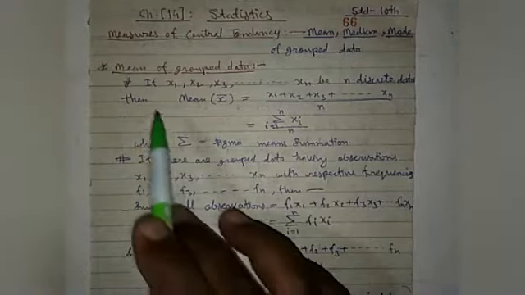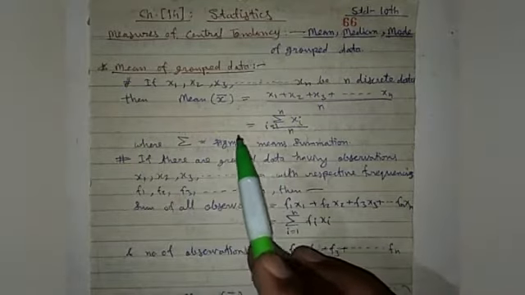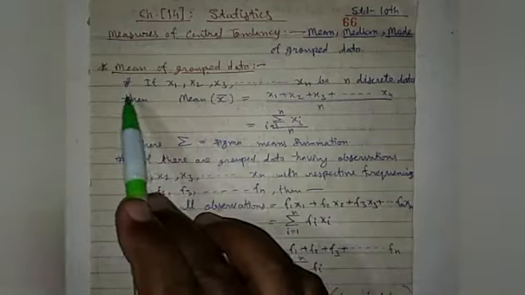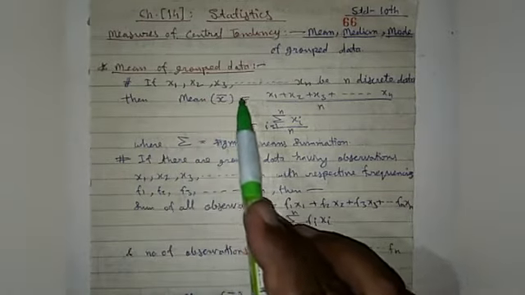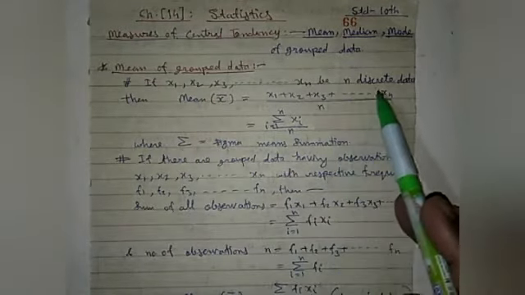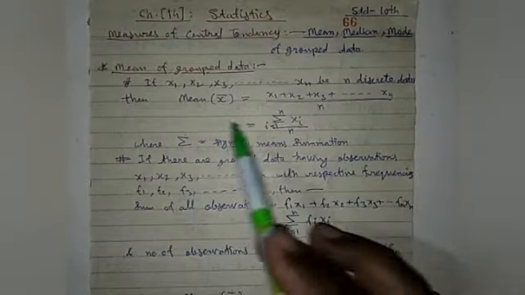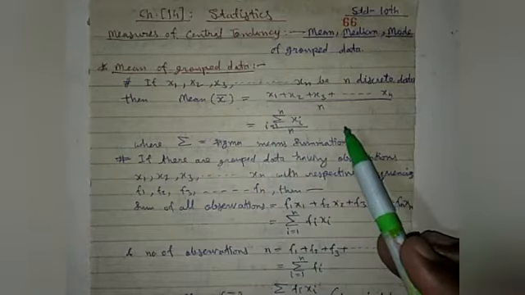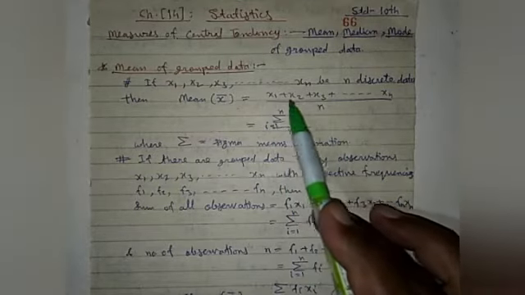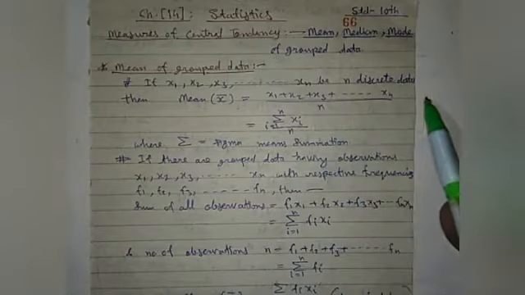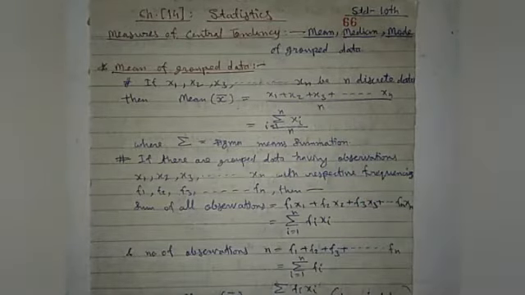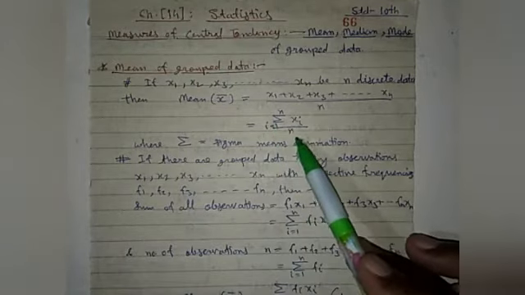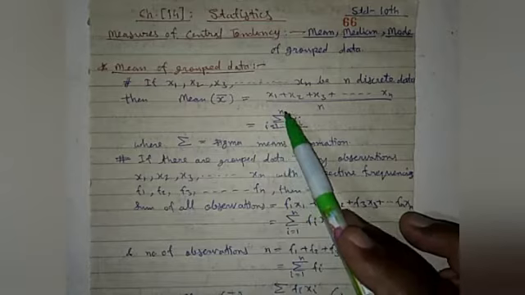Now we will see the mean of grouped data. First we will recall what you have studied in earlier classes. If x1, x2, x3 and so on up to xn are discrete data, then the mean is given by the formula: the sum of all observations divided by the number of observations. So it is x1 plus x2 plus x3 and so on plus xn divided by n, denoted by sigma xi upon n, where i goes from 1 to n.